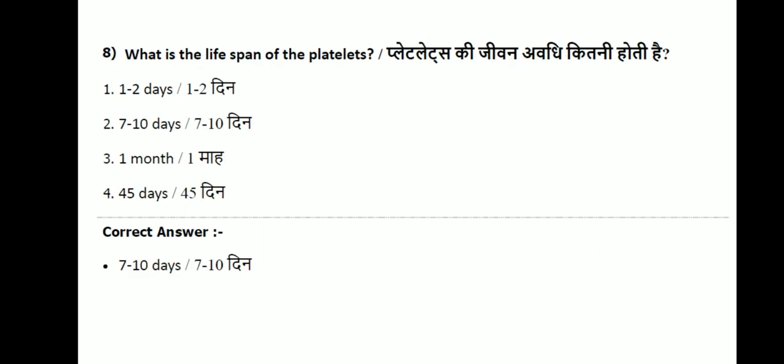Next question, question number 8. What is the lifespan of the platelets that are present in our blood? Options are 1 to 2 days, 7 to 10 days, 1 month, 45 days. The correct answer is 7 to 10 days, almost 1 week. 7 to 10 days, that is the lifespan of platelets.